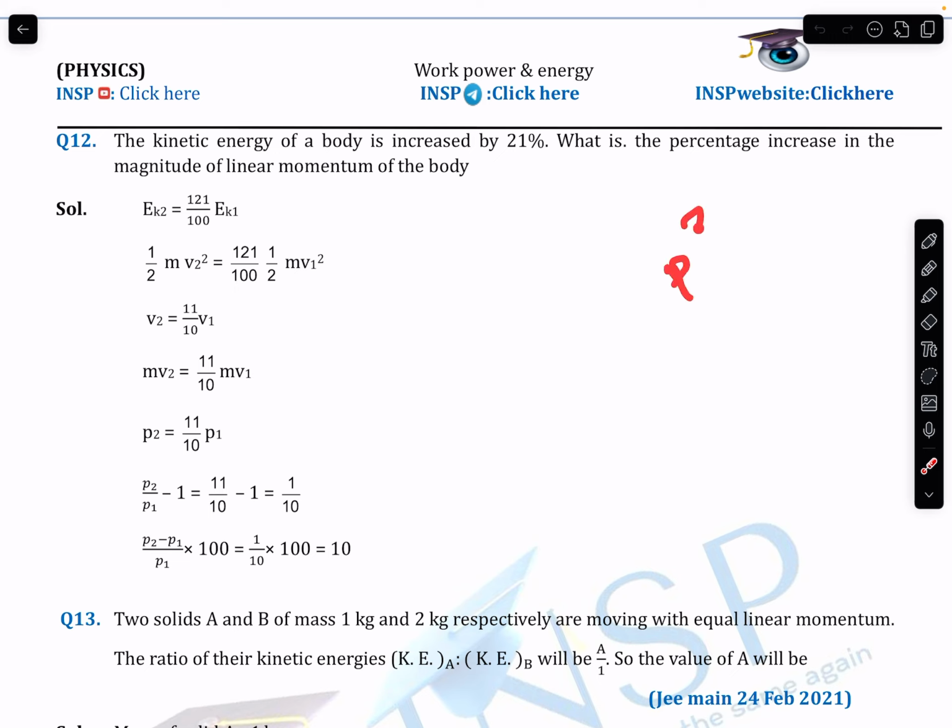P square is equal to 2mK. We can write kinetic energy. If we are increasing it, momentum also will increase. ठीक है, log लेके differentiate कर दो भाई इसको. ठीक है भाई.